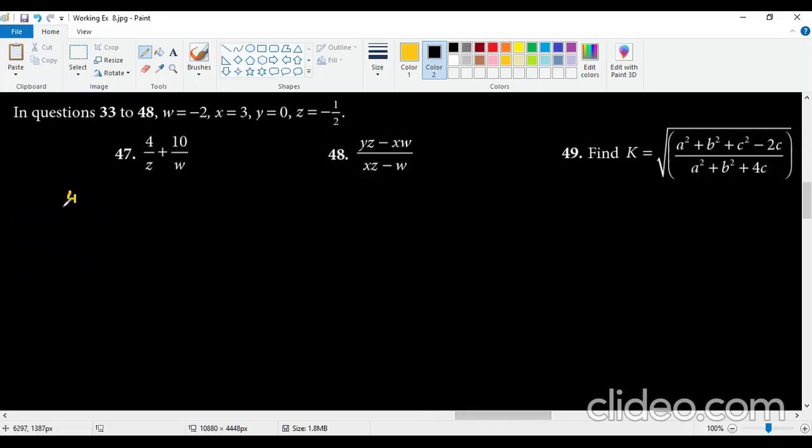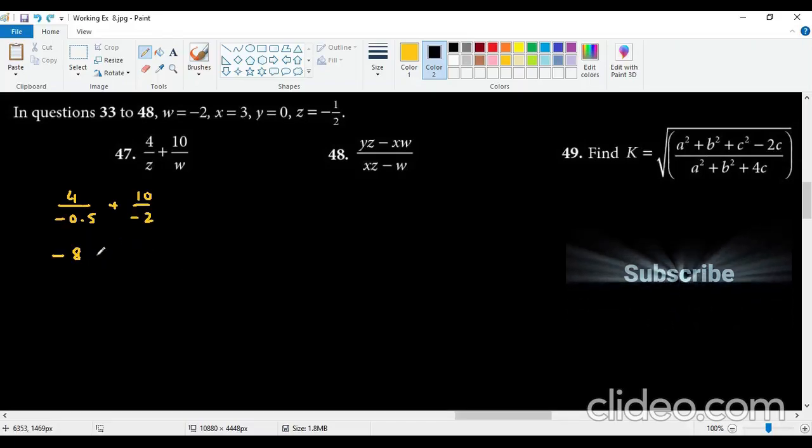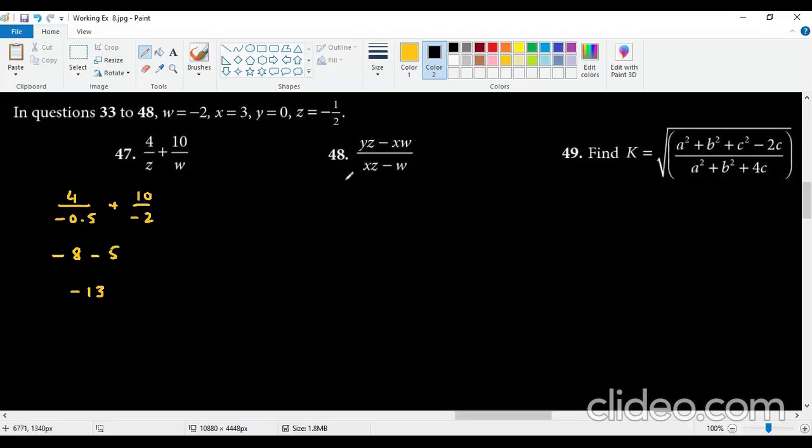Next comes question number 47. 4 is divided by the value z, which is negative 0.5, plus 10 divided by negative 2. So when 4 is divided by negative 0.5, it's going to give you a negative 8, plus a minus 5. So negative 13 is going to be your answer.